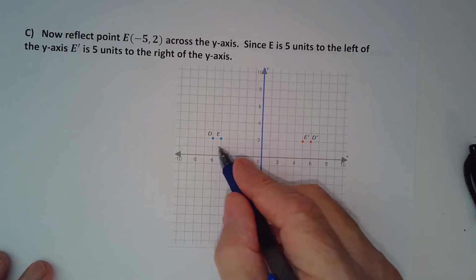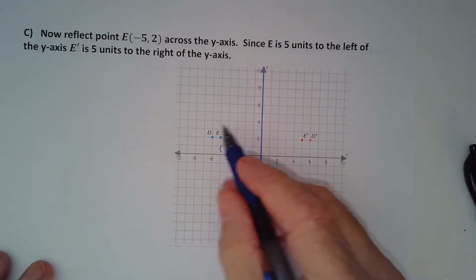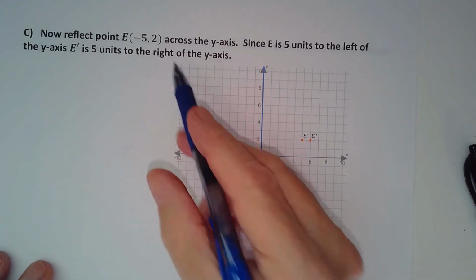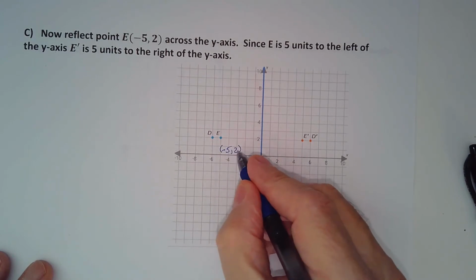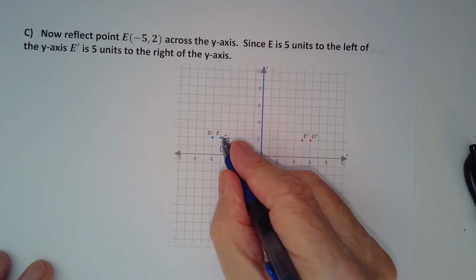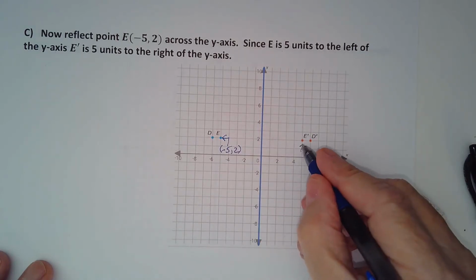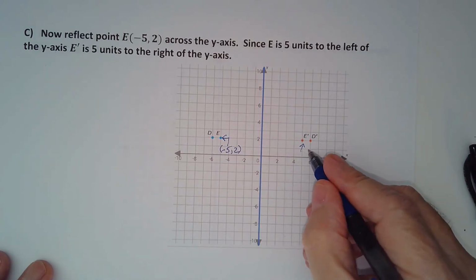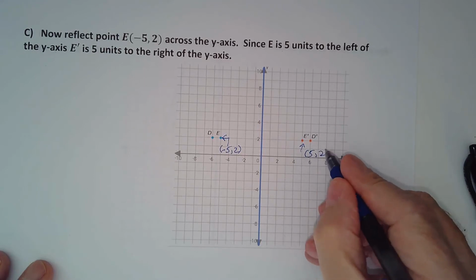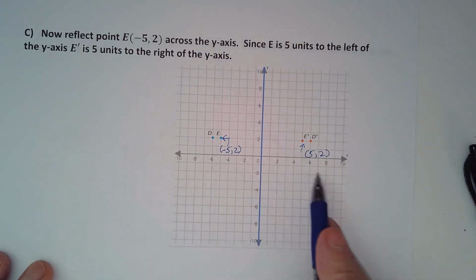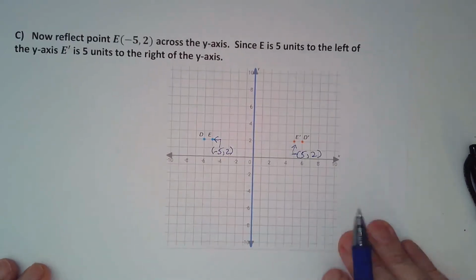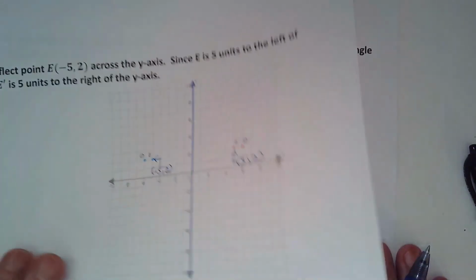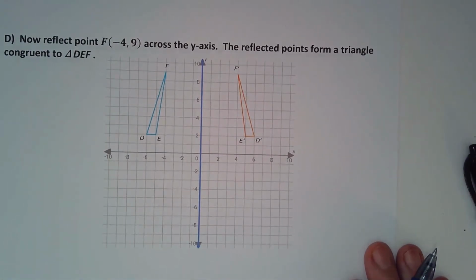Since E is the pre-image and its coordinates were negative 5, comma 2, then E prime has to be positive 5, 2. E is negative 5, 2. E prime is positive 5, 2. Okay? All right. And so then lastly, you're going to do F.